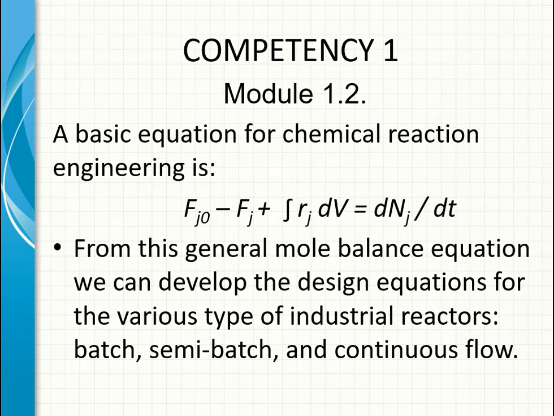A basic equation for chemical reaction engineering is Fj0 minus Fj plus the integral of Rj dV is equal to dNj divided by dt. From this general mole balance equation, we can develop the design equations for the various types of industrial reactors: batch, semi-batch, and continuous flow.